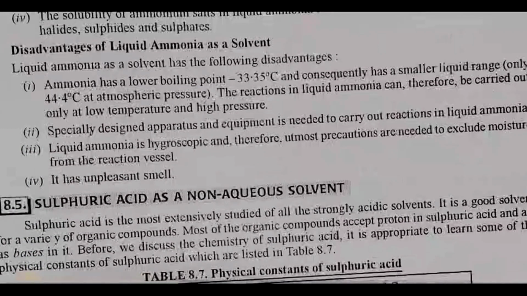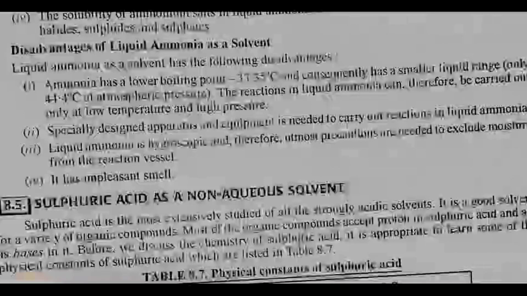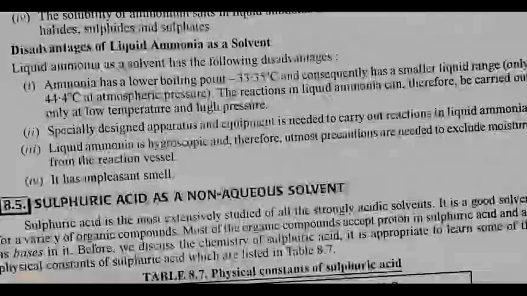Disadvantages of liquid ammonia as a solvent. Liquid ammonia as a solvent has the following disadvantages. First, ammonia has a low boiling point of -33.35 degrees Celsius and consequently has a small liquid range, only 44.4 degrees Celsius at atmospheric pressure. The reactions in liquid ammonia can therefore be carried out only at low temperatures and high pressures. Second, specially designed apparatus and equipment is needed to carry out reactions in liquid ammonia.